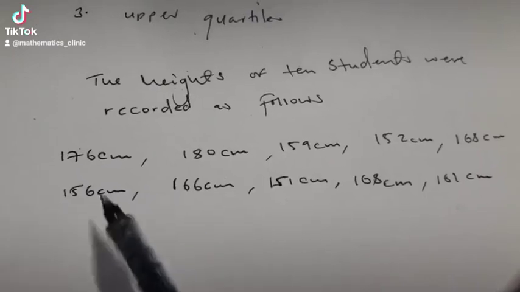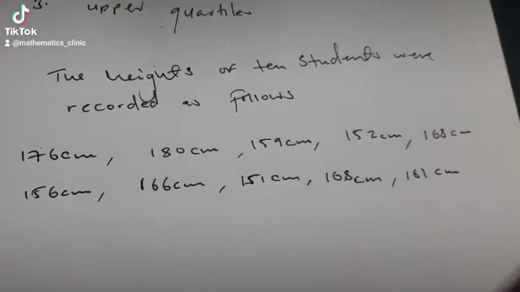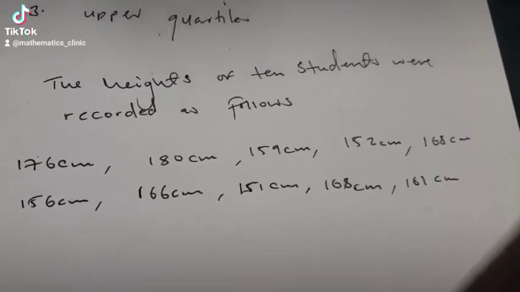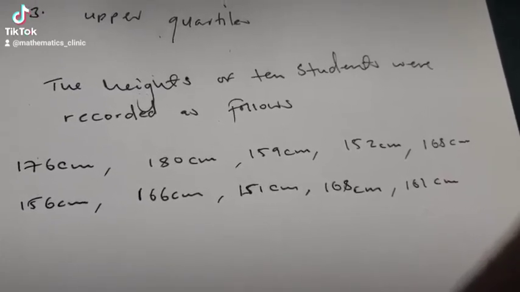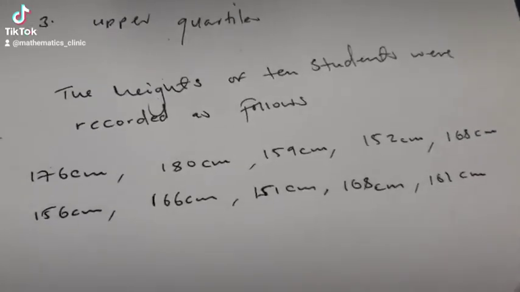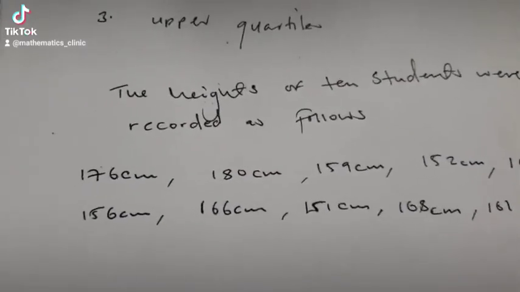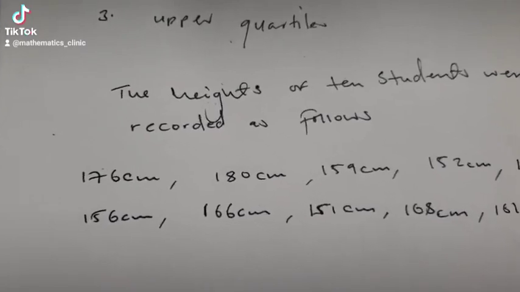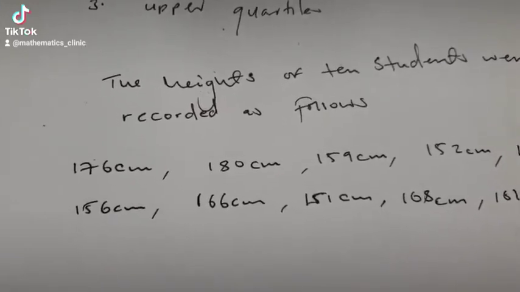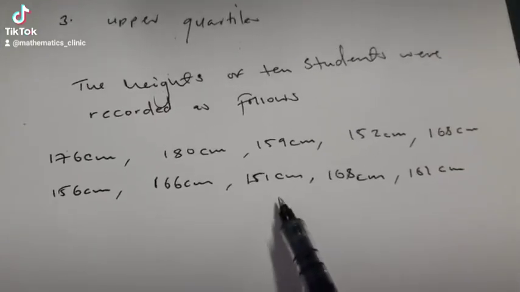We have 176 centimeter, 180 centimeter, 159 centimeter, 152 centimeter, 168 centimeter, 156 centimeter, 166 centimeter, 151 centimeter, 168 centimeter, 161 centimeter. Remember, quartiles are divided into 4 equal parts, with well-ordered data. So we start with the smallest. What is our smallest height?